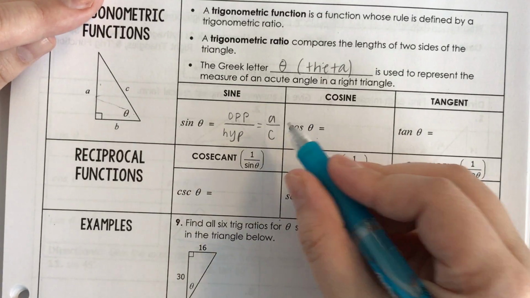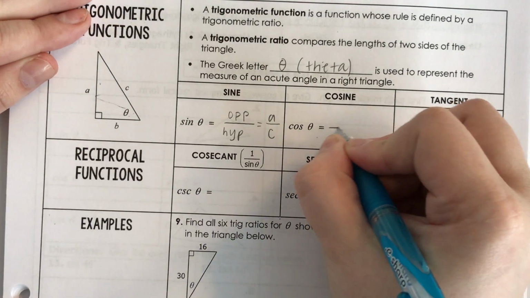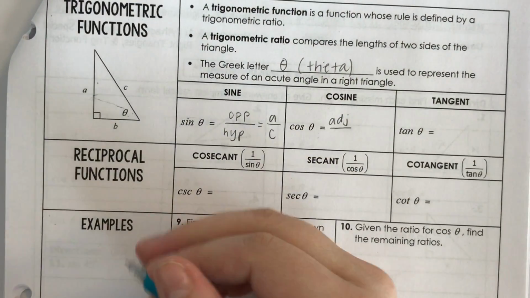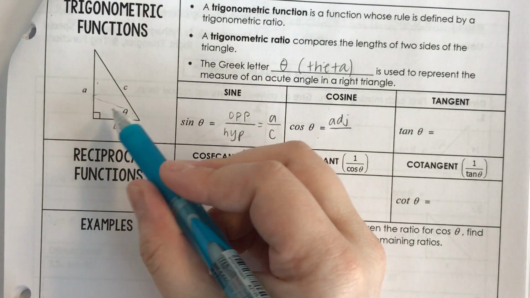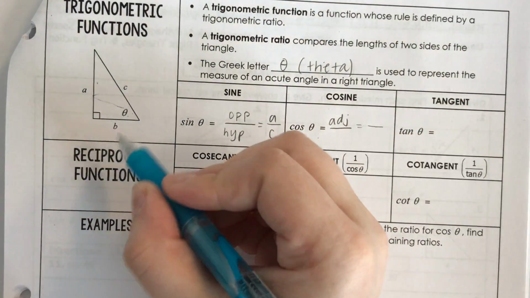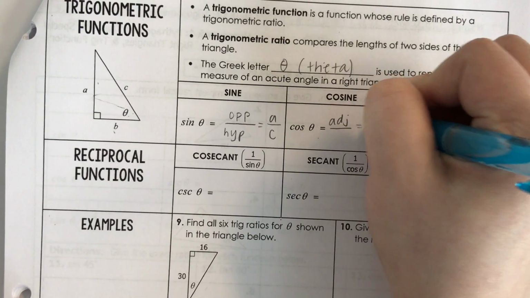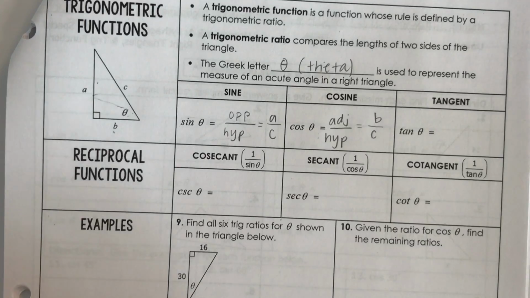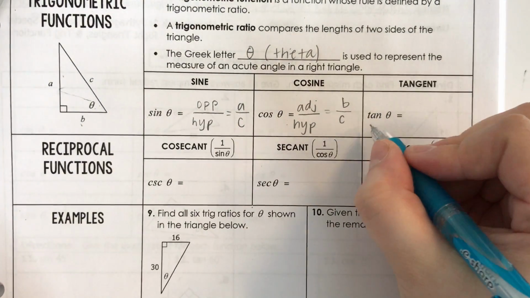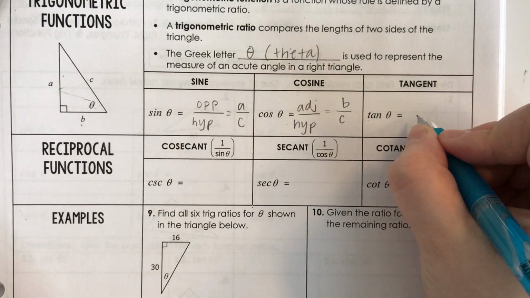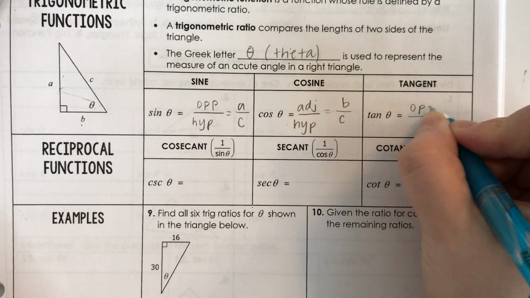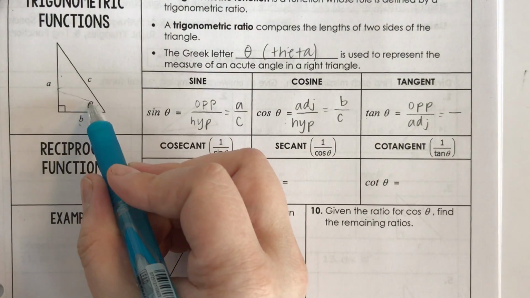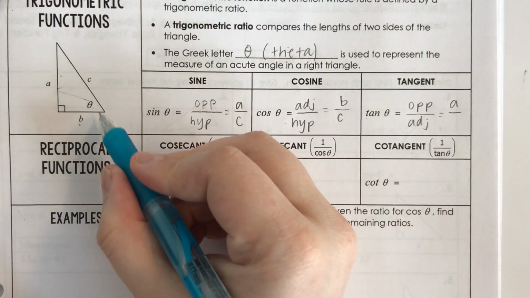Cosine, abbreviated cos, C-O-S, cosine of theta is the adjacent side, which means the side next to it that's not the hypotenuse. So the side next to this angle is B, divided by the hypotenuse, which is still C. And then tangent, abbreviated tan, T-A-N, is the opposite side divided by the adjacent side. So the opposite side is A, and the adjacent side is B.